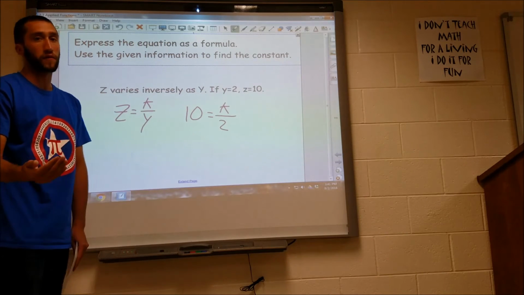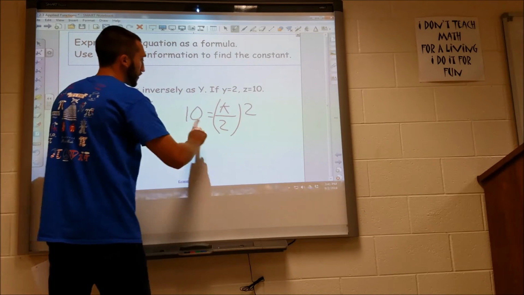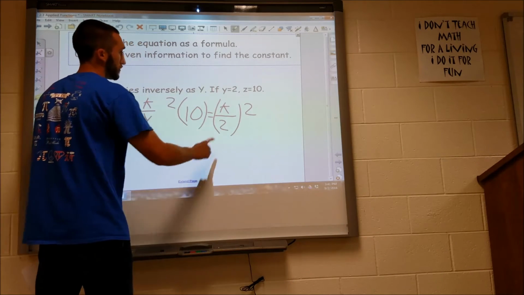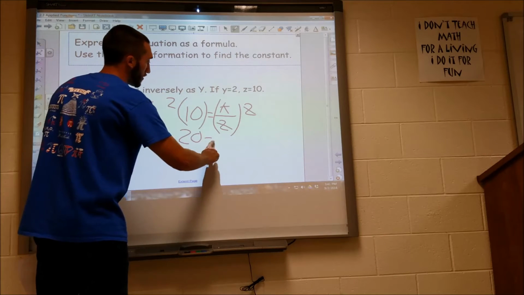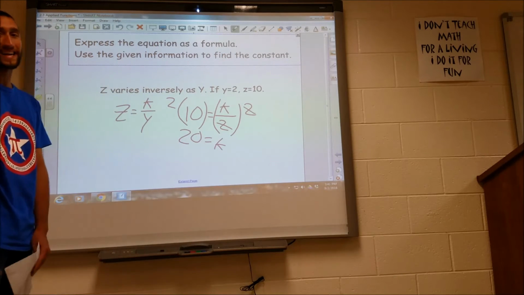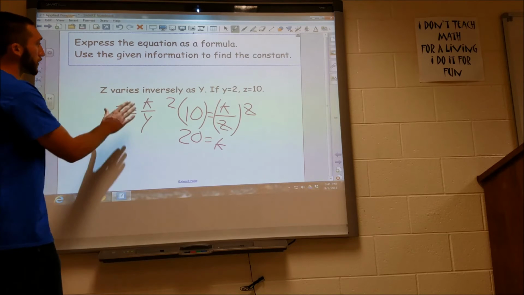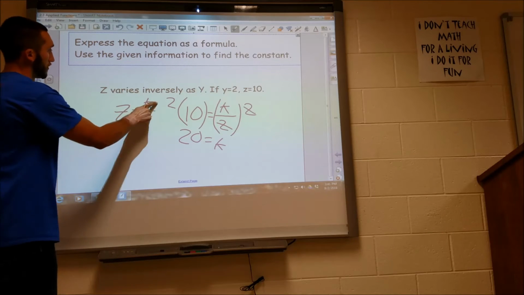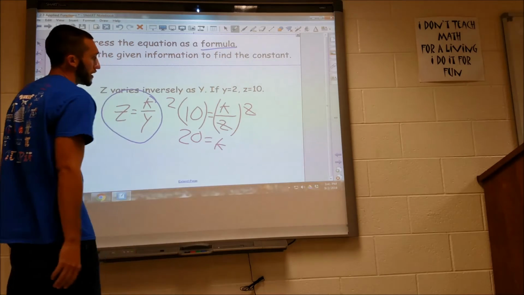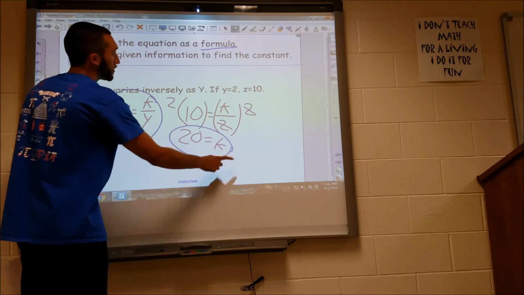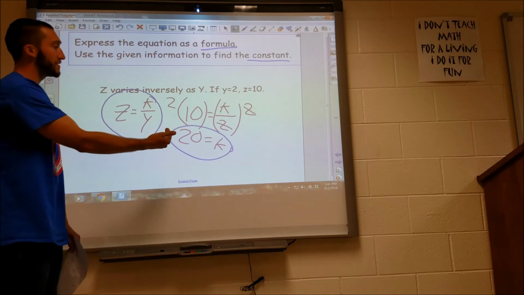So we can solve for our constant k by multiplying both sides by 2 to get this off the denominator. And 2 times 10 gives us 20. So our constant k is 20. So we first found our formula, and then we solve for our constant k. And we're always going to represent our constant with a k.